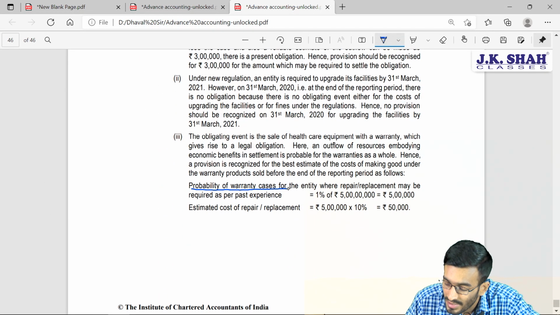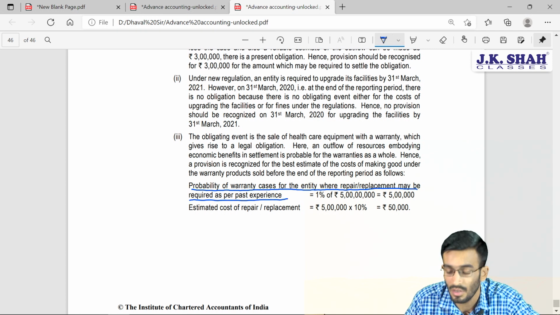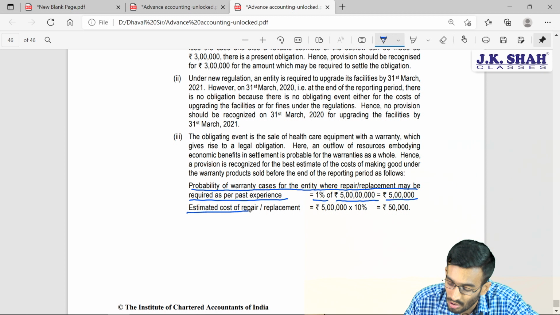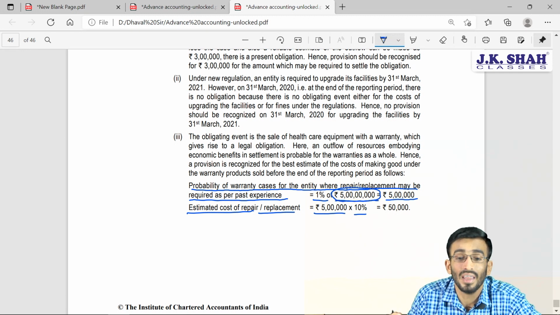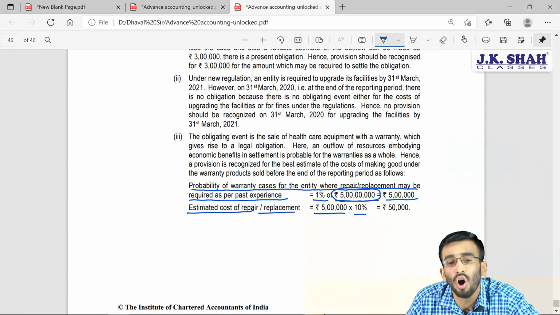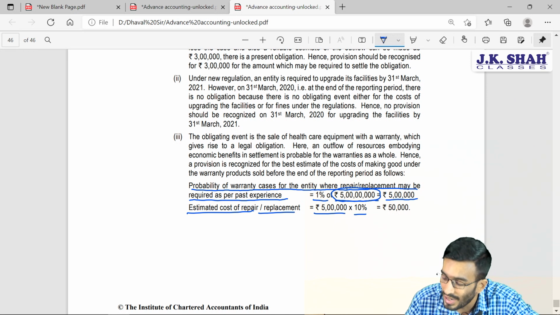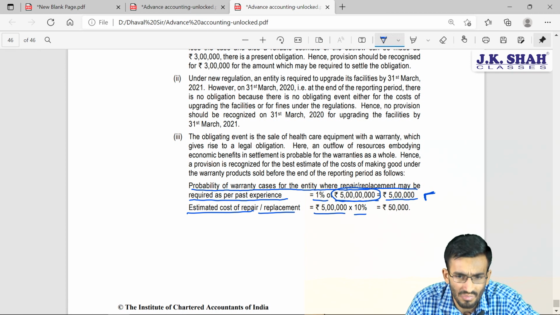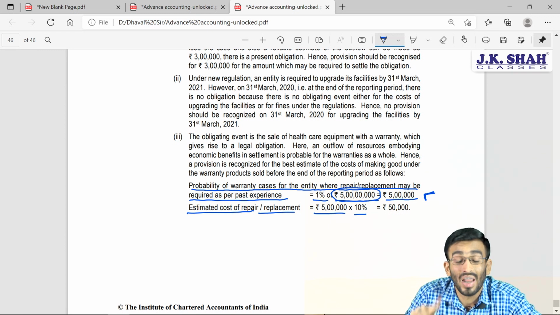Probability of warranty cases for the entity where repair or replacement may be required as per past experience is nothing but 1% of 5 crore, that is nothing but 5 lakh. The estimated cost of repair or replacement is 5 lakh into 10%, because the total sale value is 5 crore. In that, in 1% of cases, there will be a requirement of repairs and replacement. So in the cases where the turnover is 5 lakh rupees, the estimated cost of repair or replacement will be 10% of the sale value.